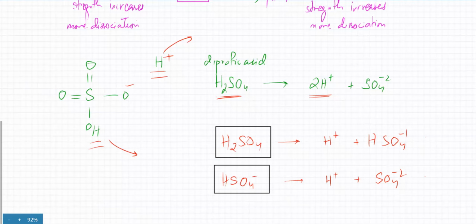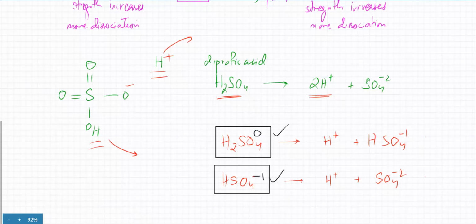Which one do you think, the first one or the second one? Whose dissociation would be easy? For the first molecule, is it easier to lose an H+ ion, or is it easier to lose an H+ ion for the second one? The second one. Focus on the charge. The second one has a charge of -1. The first one had zero charge.